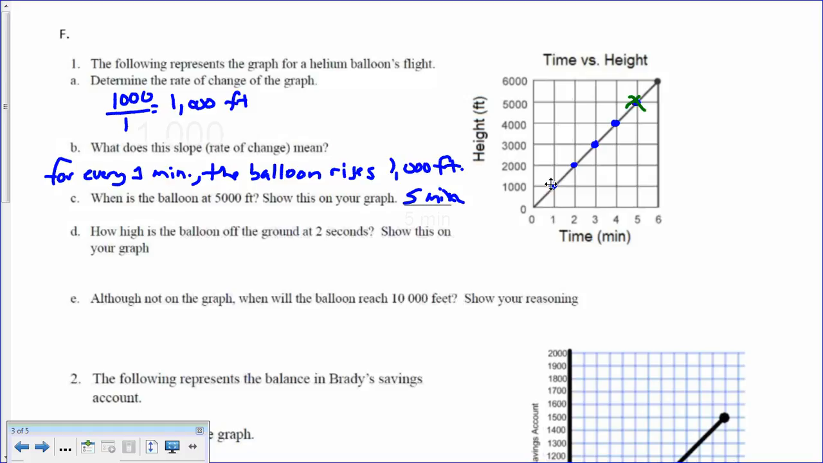All right. So D is a typo. How high is the balloon off the ground at 2 minutes? Okay. Well, at 2 minutes, that's right here. And that's at 2,000 feet.